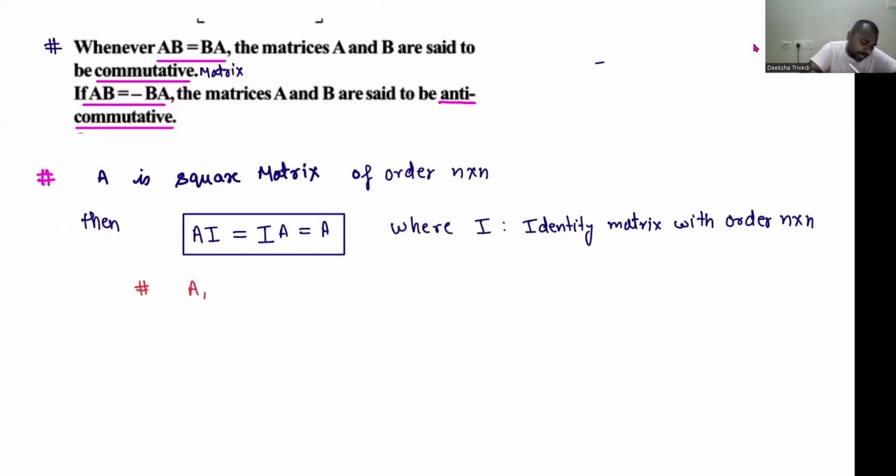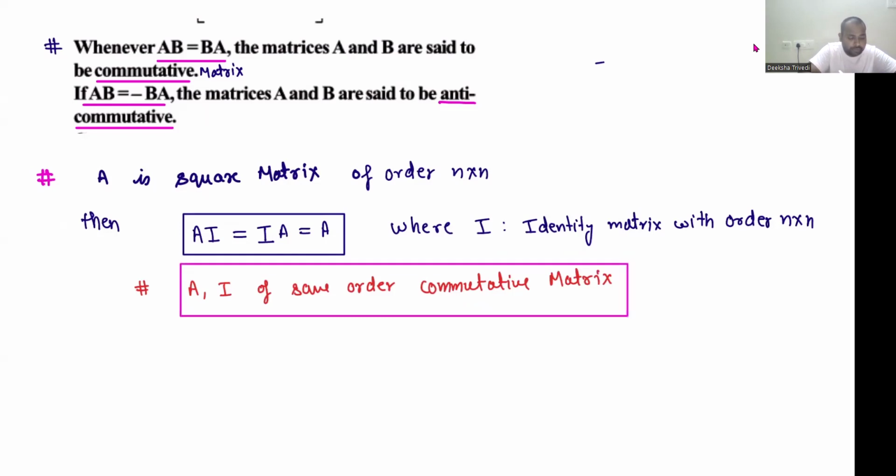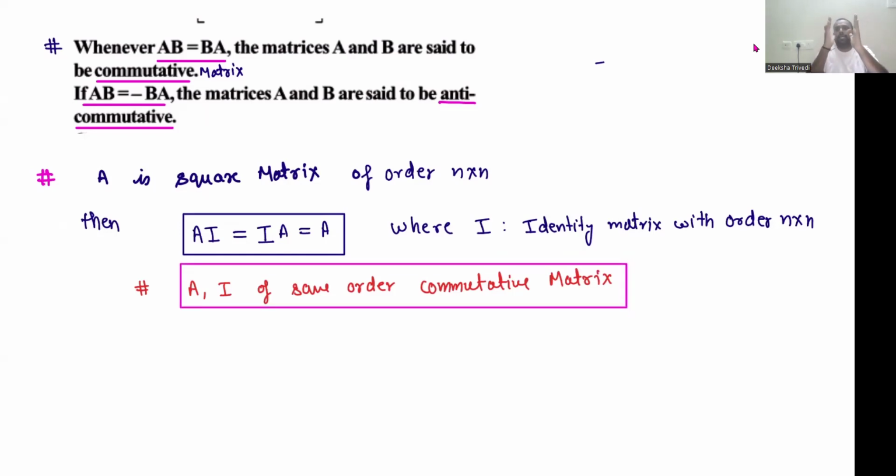Then we can say A and I of the same order are commutative matrices. So if we have A and I with the same order, then these two matrices are always commutative. Anyone have doubt? So whenever we are dealing with A and the identity matrix, these two matrices are always commutative. So A into I is the same as A. I multiplied with any matrix always gives the answer A. Anyone have doubt?